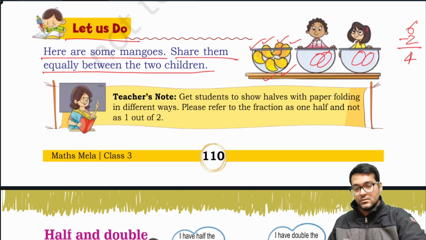Another 2, 2 will remain, and another 2, 0 will remain. That means both children will get 3 mangoes each.